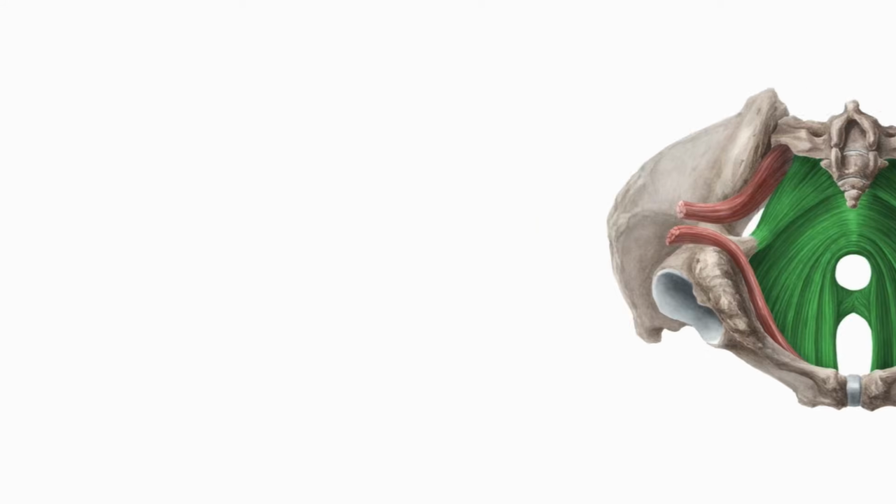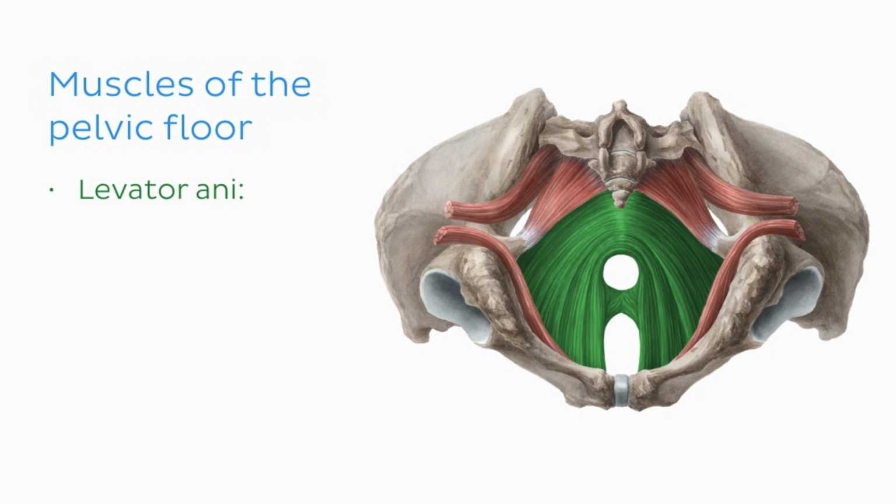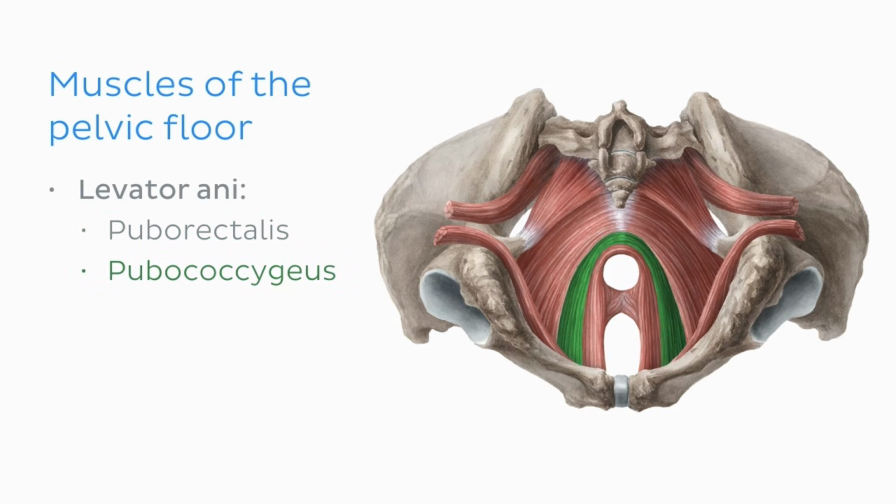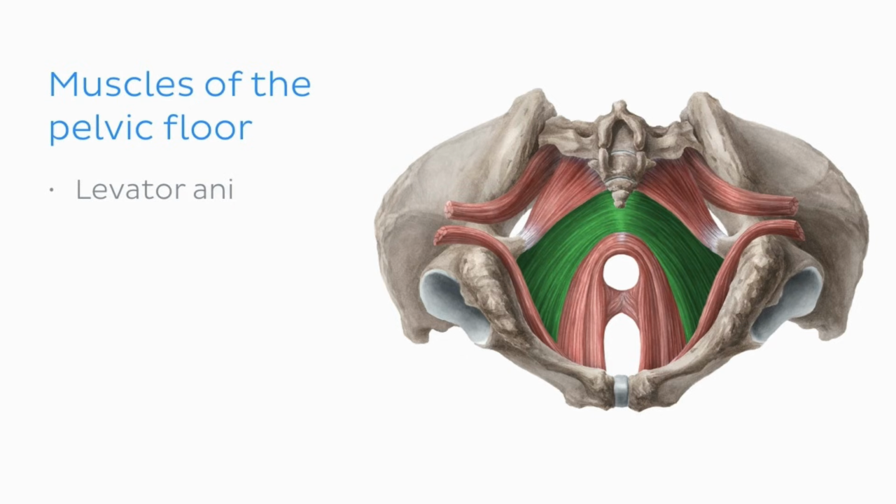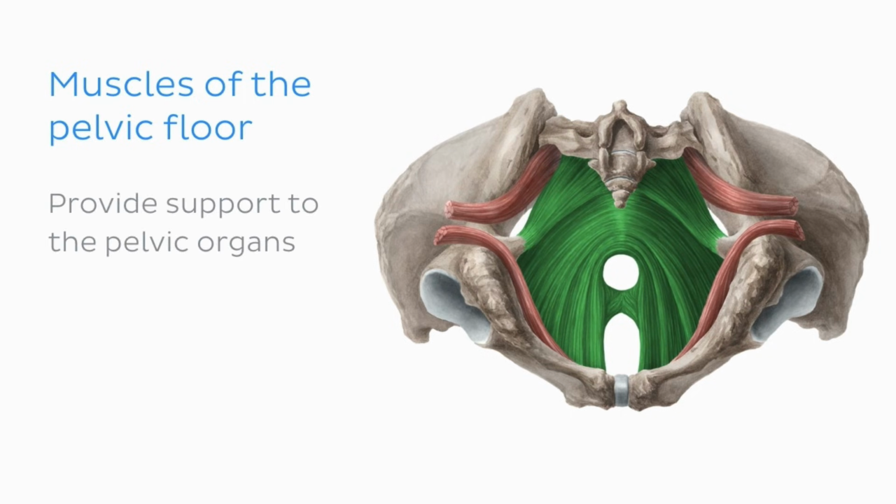The pelvic floor is made up of the levator ani muscle, which is a combination of three muscles: the puborectalis, the Pubococcygeus, and the Iliococcygeus. The pelvic floor also includes another muscle called the Coccygeus muscle. We can see in this image that these muscles really fill that inferior portion of the pelvis, where they can provide support to the pelvic organs.